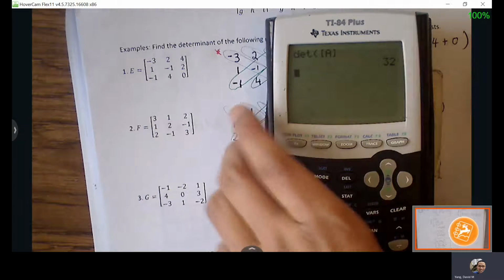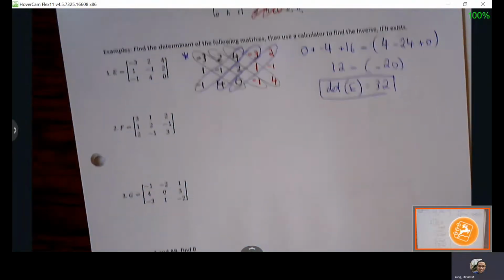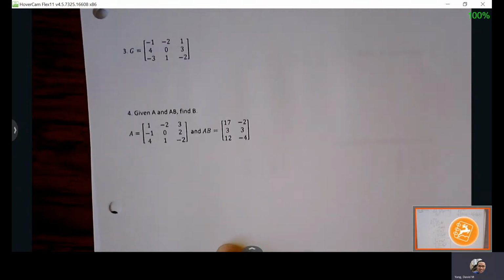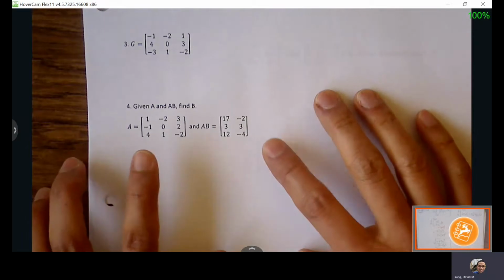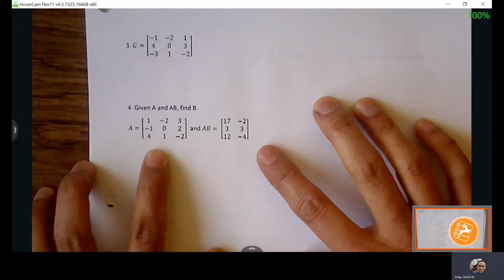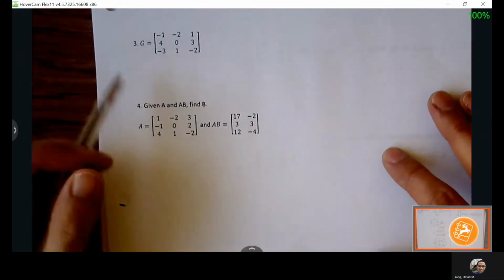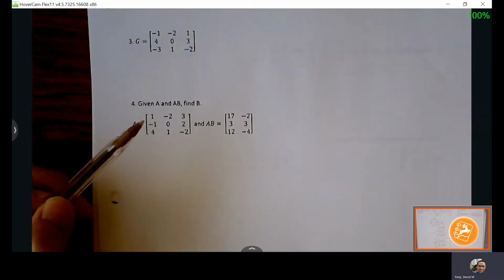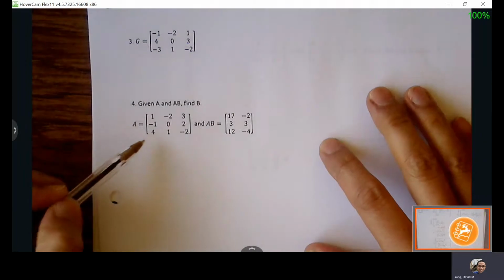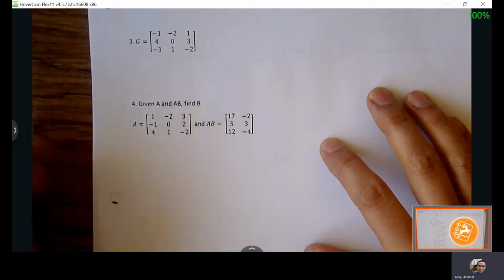Okay, let's go down to the bottom of the page here. And now we're going to try to set this up so that we can actually involve the calculator to find the inverse for us. Okay, so we have a 3x3 matrix, and a 2x3 matrix. It says we have matrix A, we have matrix AB, and we're trying to find matrix B.